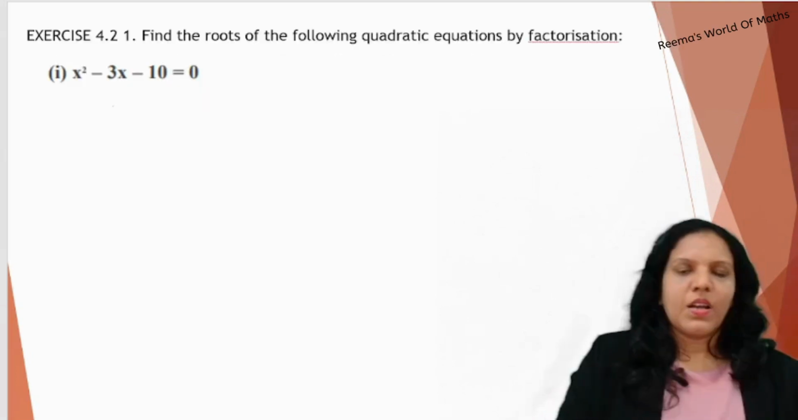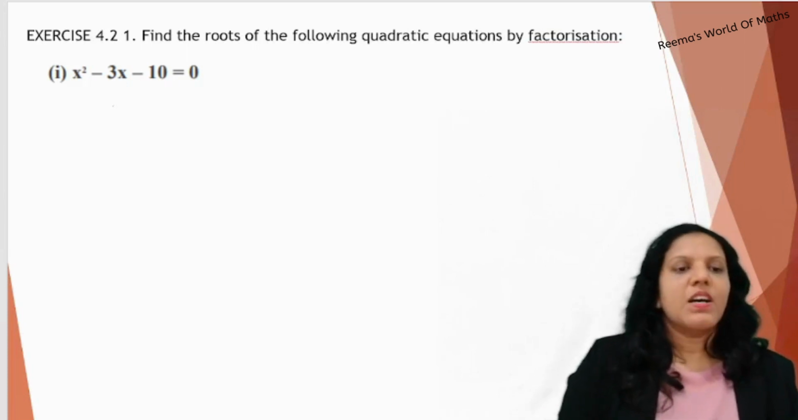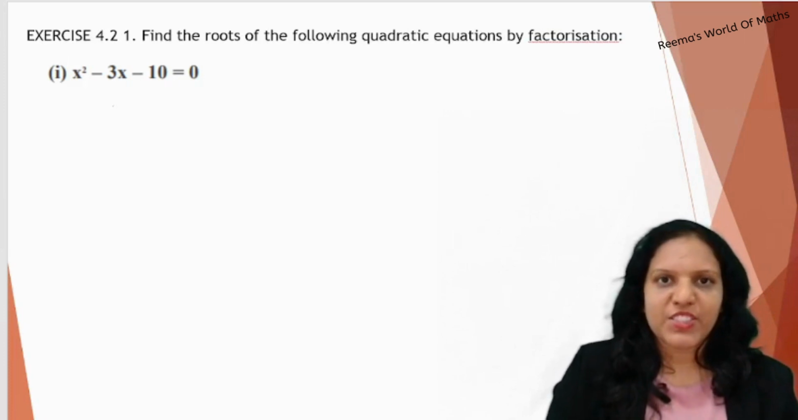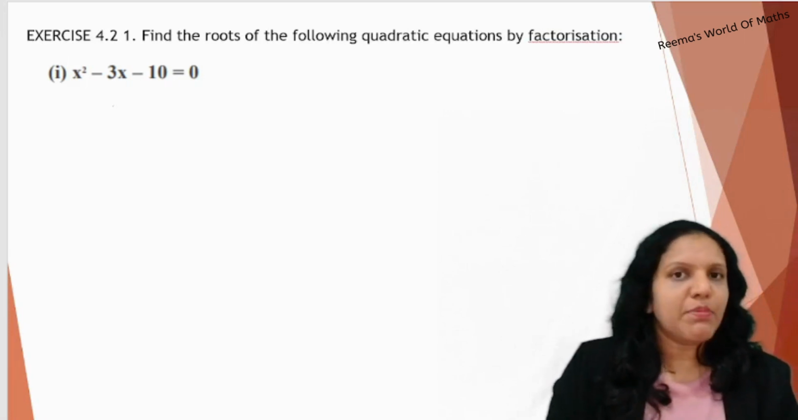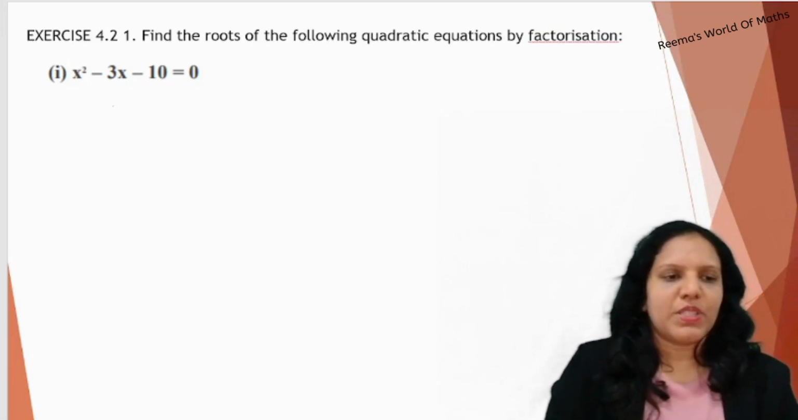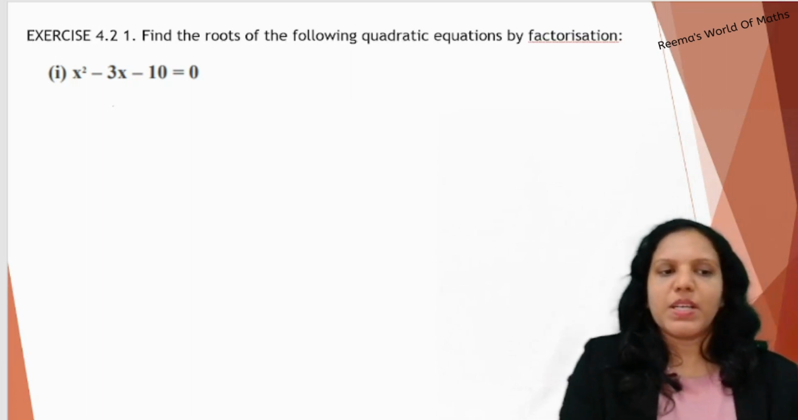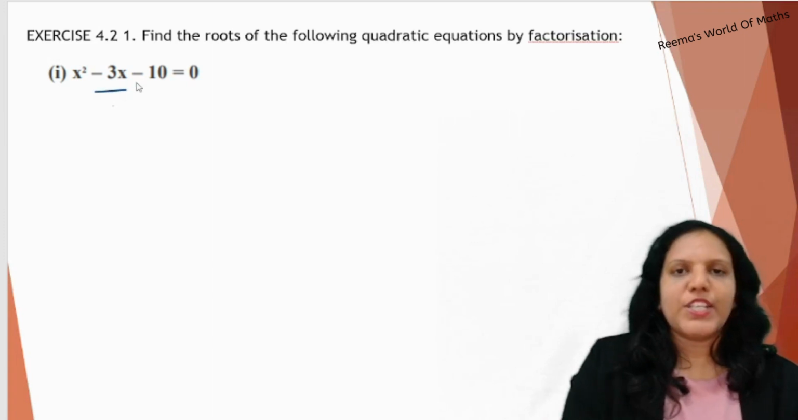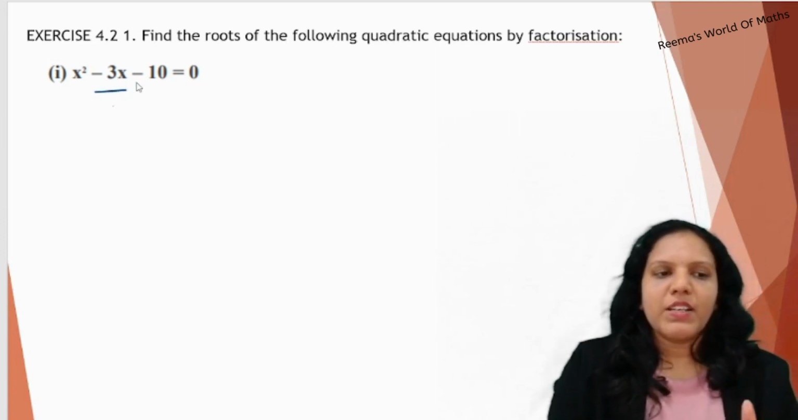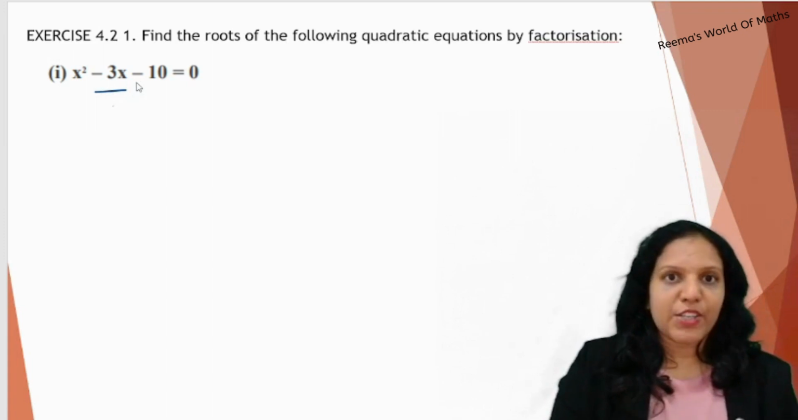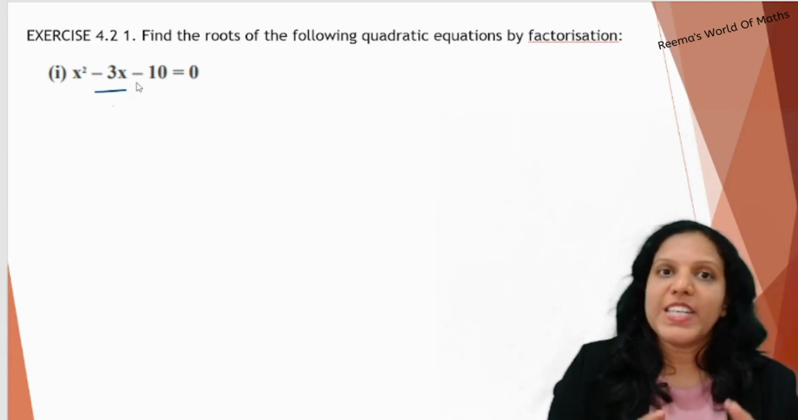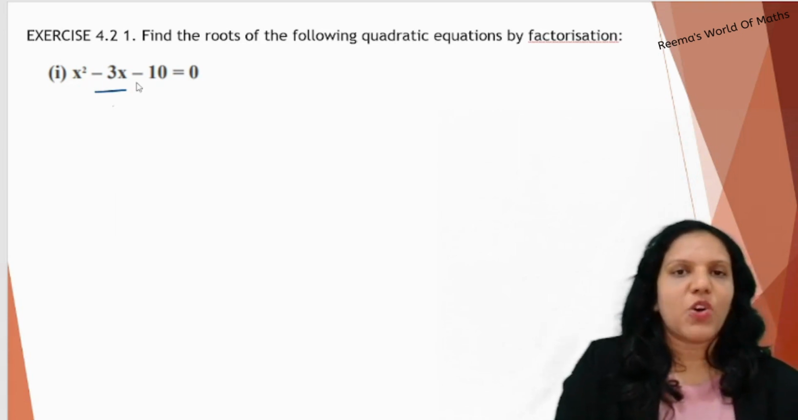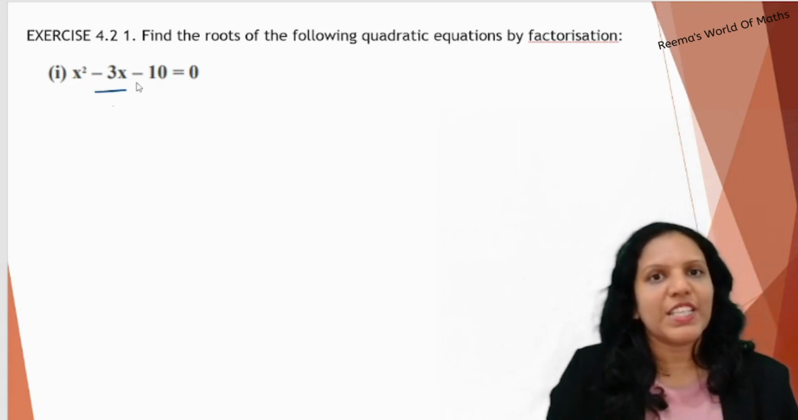So let's start. Let's see the first question, which is to find the roots of the following quadratic equations by factorization. We know what the factorization method is: we have to split the middle term. Now the first one is x squared minus 3x minus 10 equals 0. The middle term here is minus 3x. We need to split the middle term and convert this quadratic equation into a product of two linear factors.